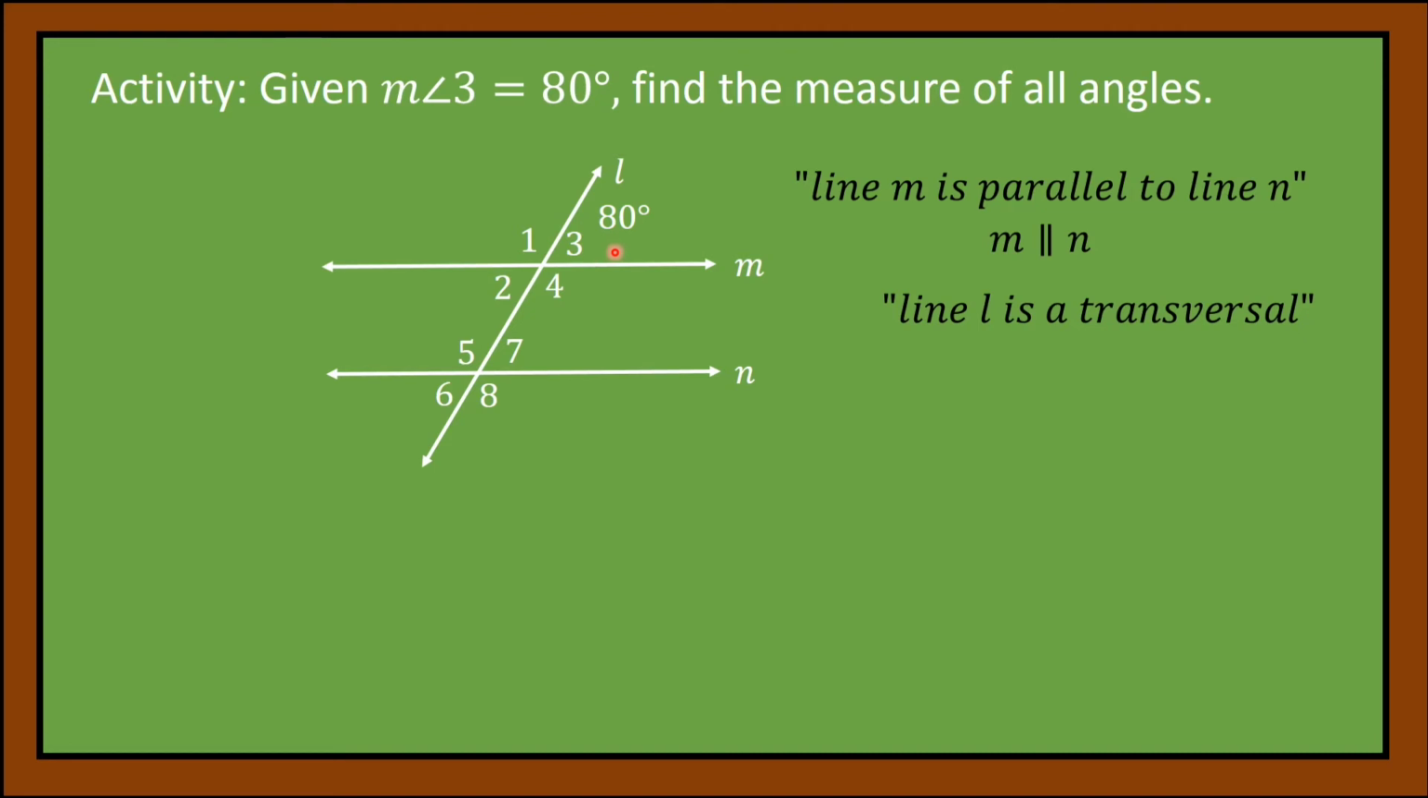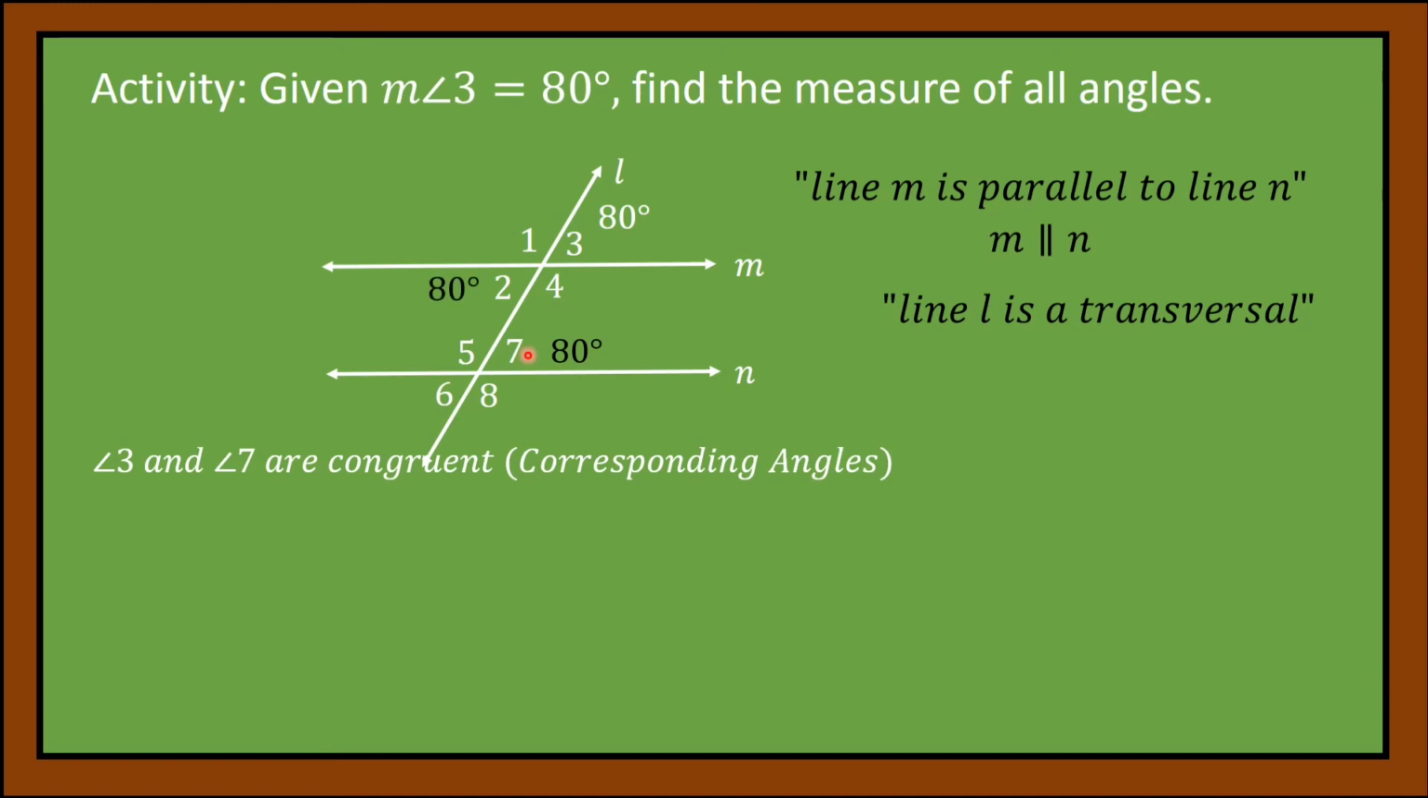Paano natin kukuhanin ang sukat ng iba pang angles? So, gagamitin natin ang iba't ibang properties of parallel lines cut by a transversal. So, magsimula tayo sa angle 7. Ang angle 7 is also equal to 80 degrees. So, angle 3 and angle 7 are congruent kasi sila ay corresponding angles.